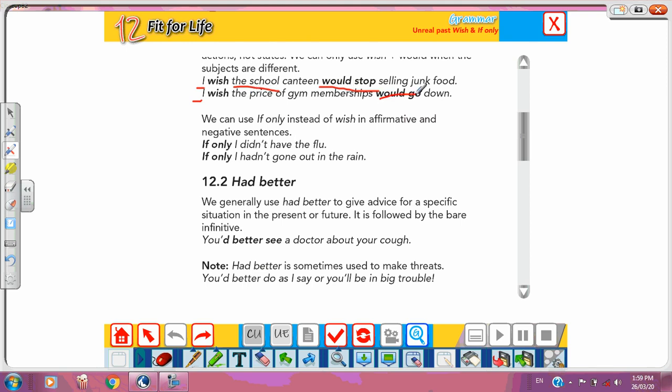Okay? And something which is annoying. Let's read the sentence. I wish the school canteen would stop selling junk food. So he's annoyed by this. He's annoyed that the school canteen is selling what? Junk food. Okay?